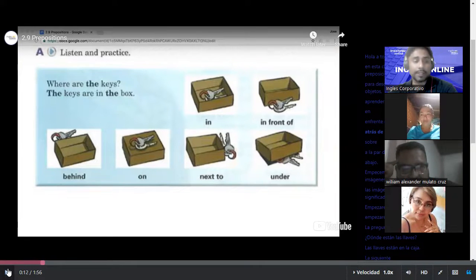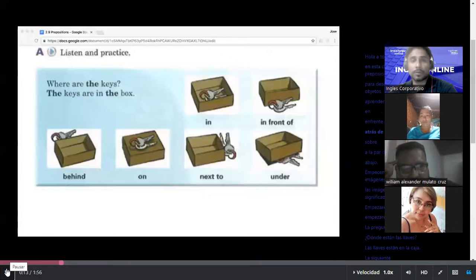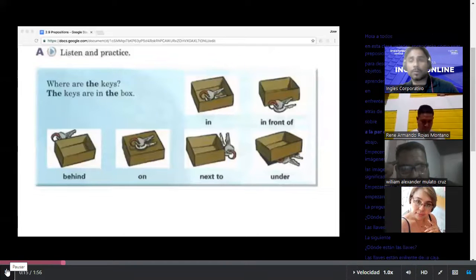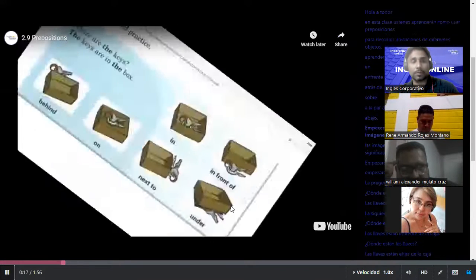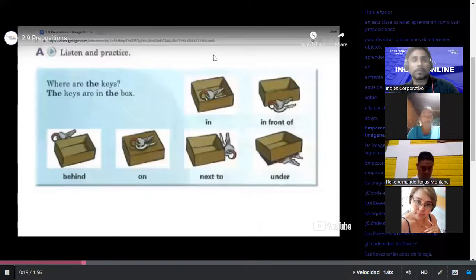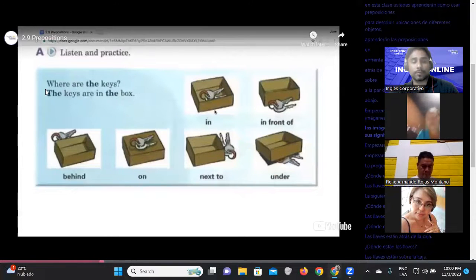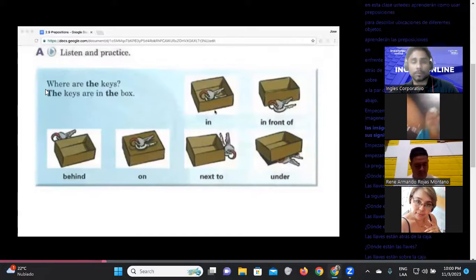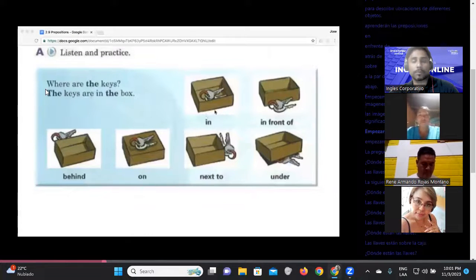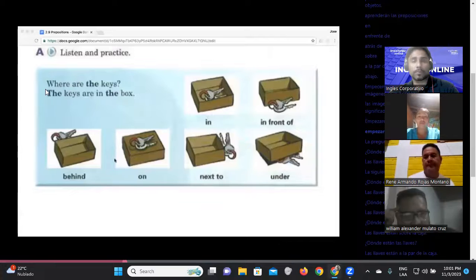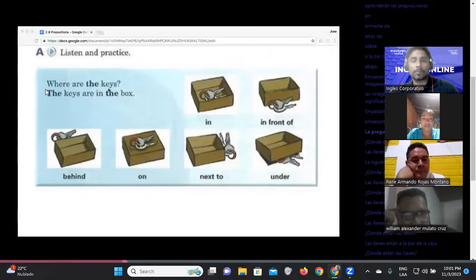Okay. Let's continue. On, next to, and under. Let's start by looking at the images on the screen. The images illustrate the preposition and its meaning. Let's start with the preposition in. We will start with the example. The question is, where are the keys? The keys are in the box.